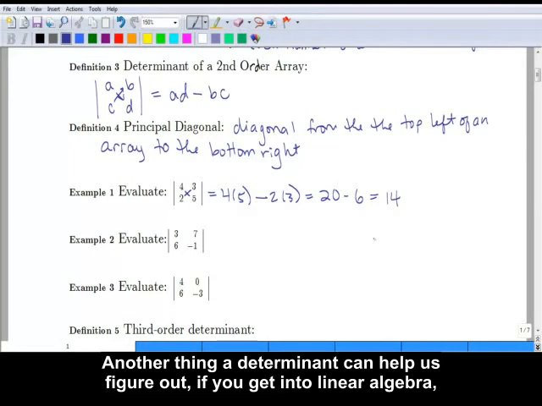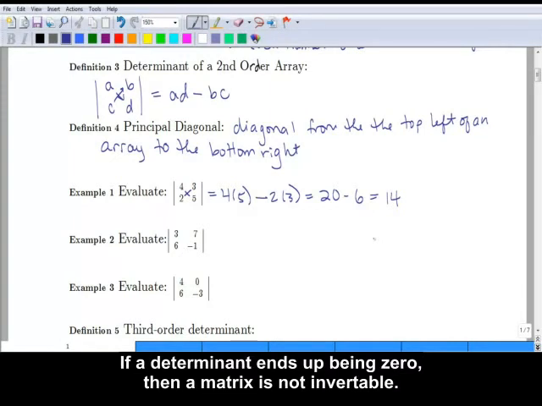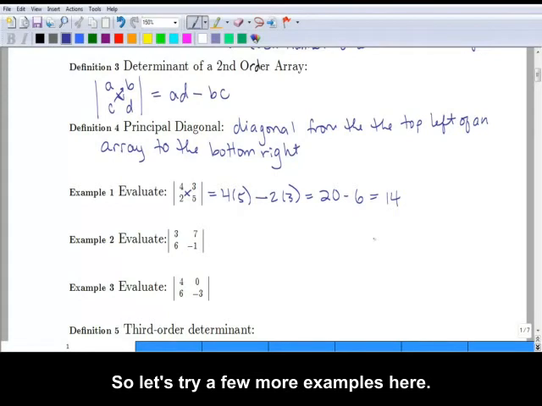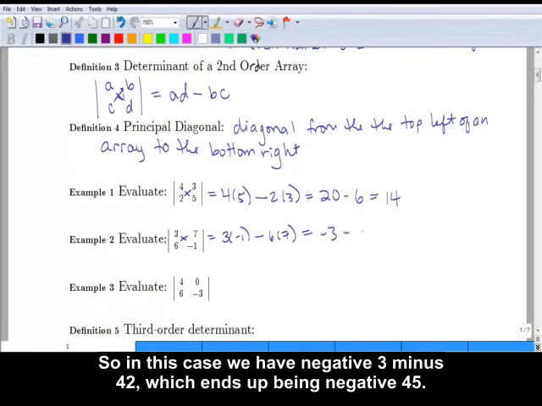Another thing a determinant can help us figure out, if you get into linear algebra, which is another field of mathematics, is whether or not a matrix is invertible. If a determinant ends up being 0, then a matrix is not invertible. So let's try a few more examples here. In this case, we would have 3 times negative 1 minus 6 times 7. So in this case, we have a negative 3 minus 42, which ends up being negative 45.